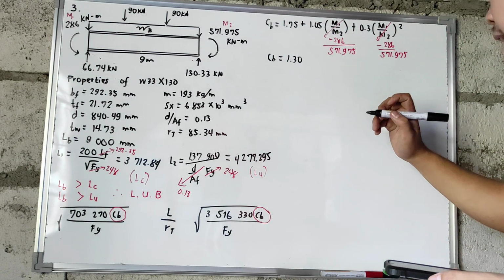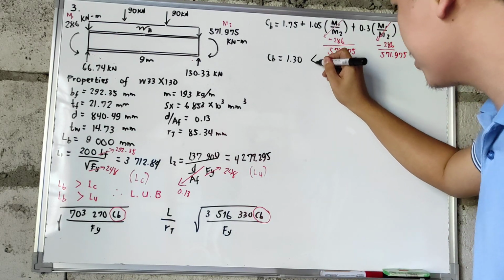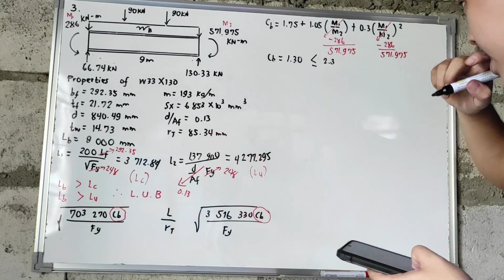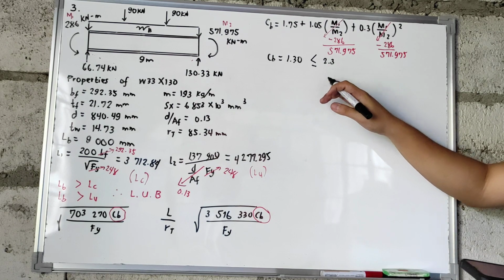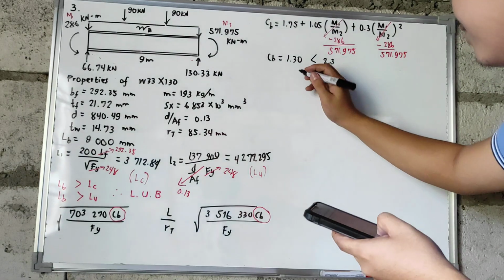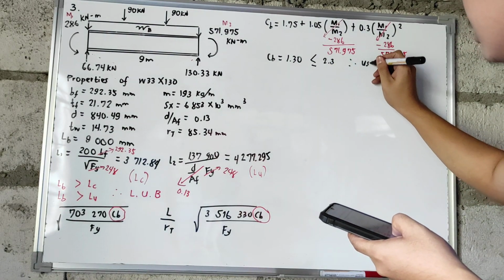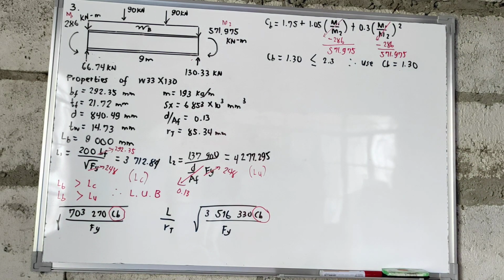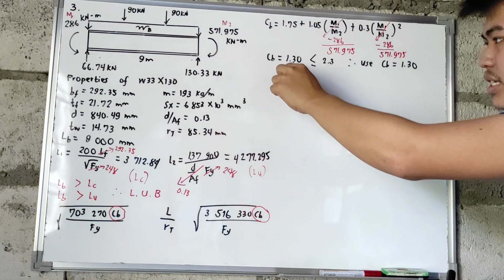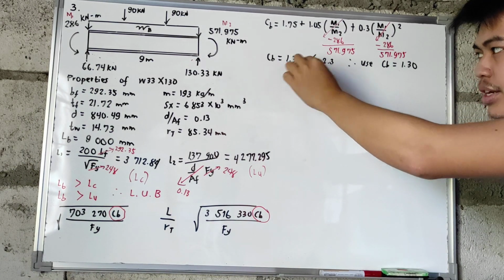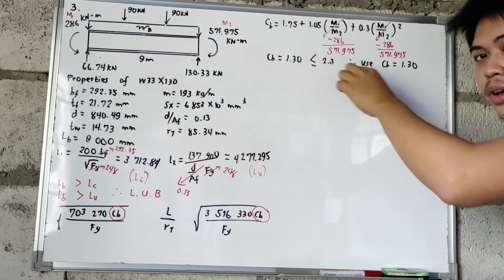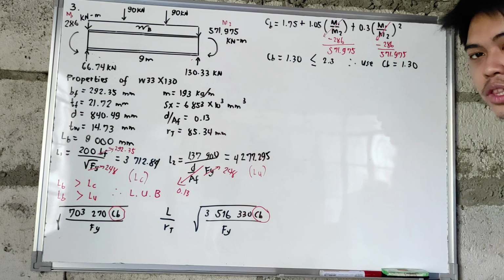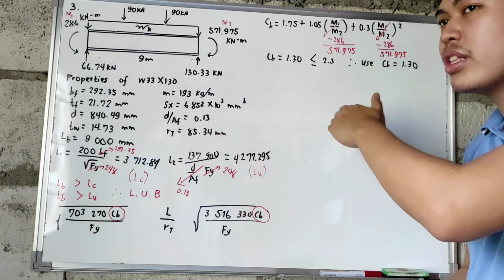So, always check natin, that CB must be less than or equal sa value na 2.3. Since hindi niya na-exceed yung 2.3, meaning to say, use CB equals 1.30. So, paano naman kung, let's say, this is 2.4 yung nakuha nating CB. Na-exceed niya yung value ng 2.3. So, yung gagamitin mong value ng CB natin, yung 2.3 yung gagamitin natin. Kasi nga yung 2.3, yun yung maximum.